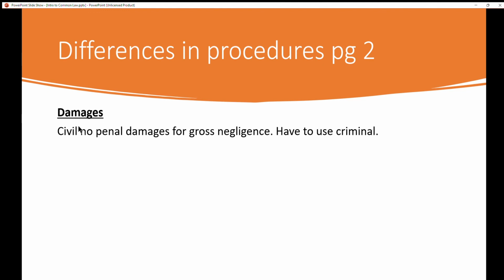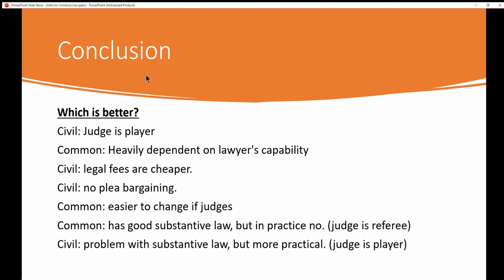So damages: civil law, they don't believe in penalizing you in civil cases. If you want to penalize, you must go to criminal law already. Whereas in common law, if you are grossly negligent, then they will raise the damages, right? Let's say you hit somebody's car, under normal damages you just pay for the repair of the car. But if you purposely, really grossly negligent, then you have to pay more. Under common law, you can sue for more. So conclusion, which is better?